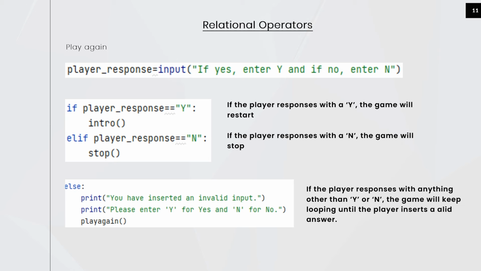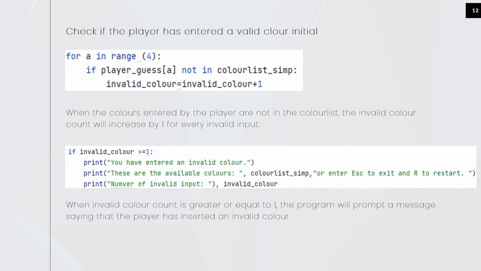Relational operators. Here the relational operators are used to execute commands according to the user's answer. If the player responds with a Y, the game will restart. If the player responds with an N, the game will stop. But if the player responds with anything other than Y or N, the game will keep looping until the player inserts an answer.